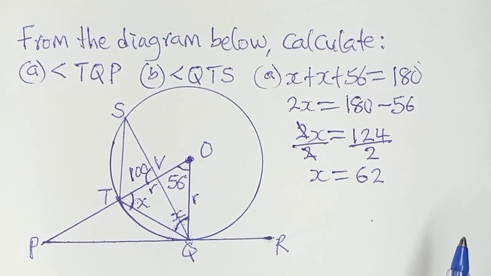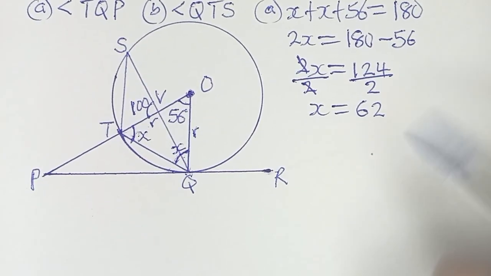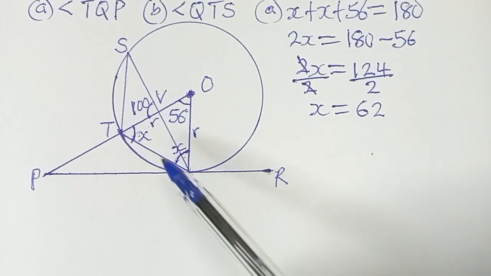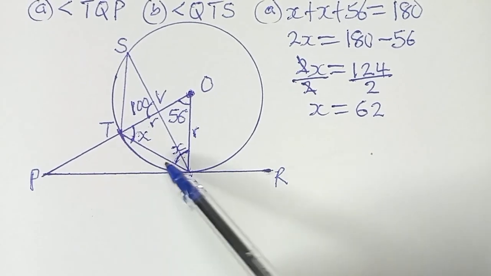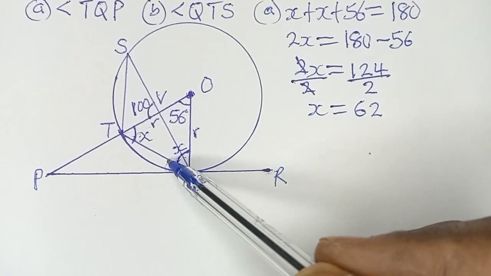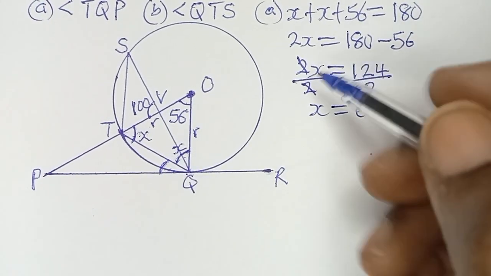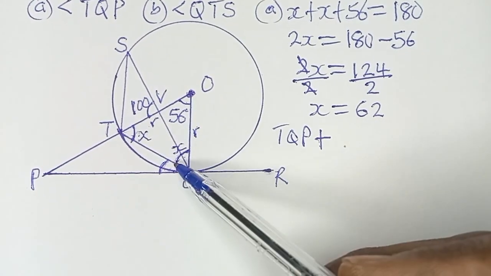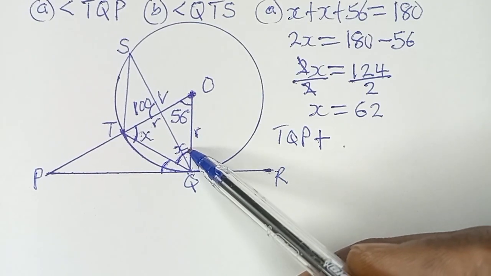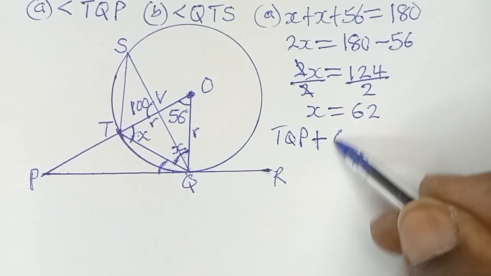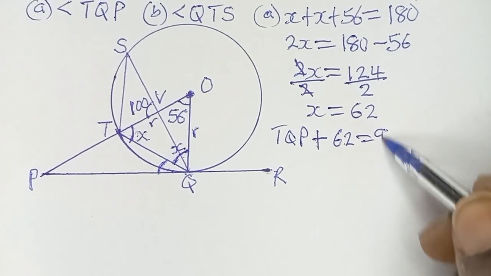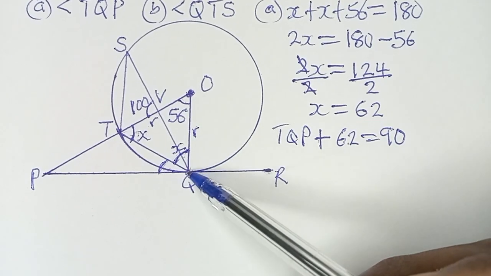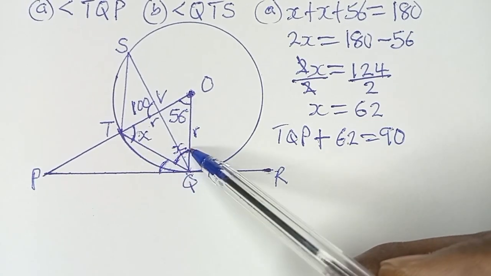So from there, I can simply say that this angle TQP that we are looking for, which is this part now, I'll write it down: TQP plus this x, which is the angle that we obtained before, so x is equal to 62. So I'll say plus 62 is equal to 90 degrees, because the line here is at a right angle to this tangent. So the whole of this place is 90 degrees.